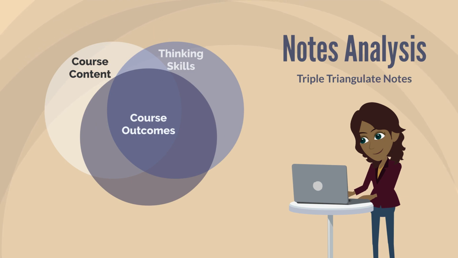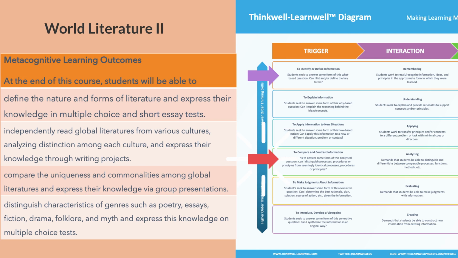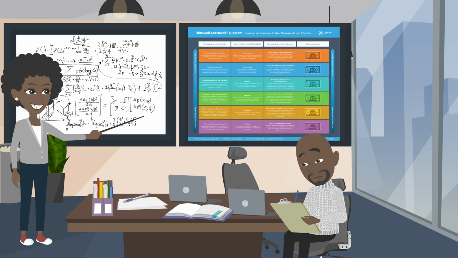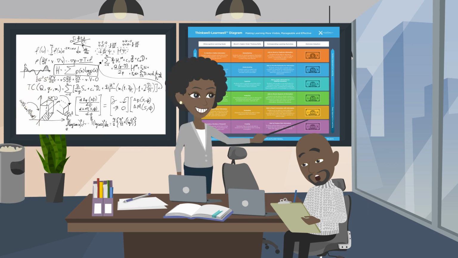When you are analyzing students' notes, you want to discern the modes of thinking they are using in their notes. Then you want to compare the modes of thinking they are using to the quality of thinking that's needed to produce the course outcomes. Step 3, get students to think properly in your presence. A powerful metacognitive experience for students is to show them how they can change the outcomes their minds produce by simply changing the thinking skills they use to think about academic material.